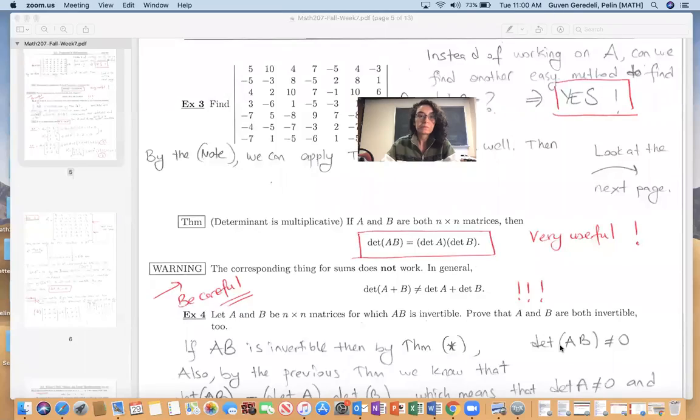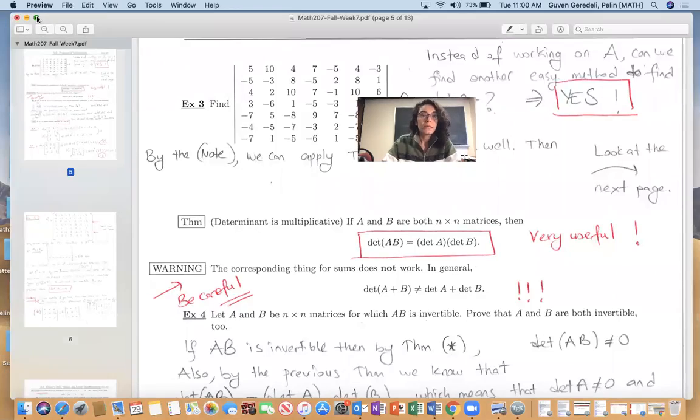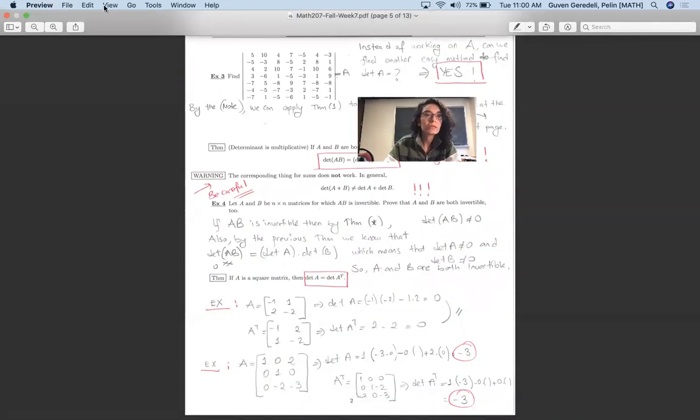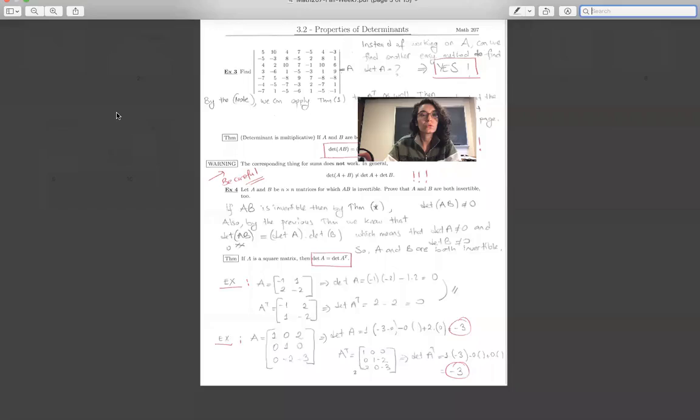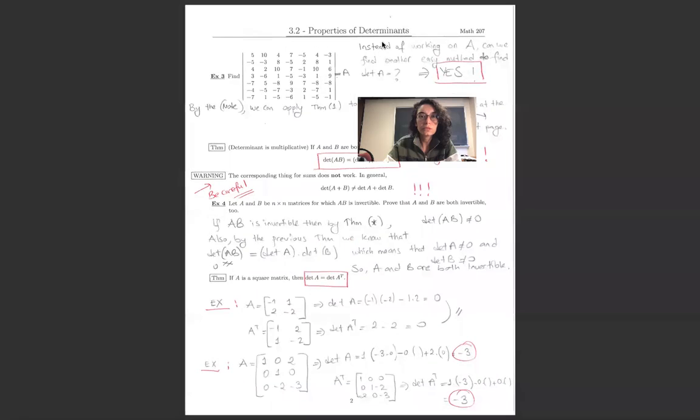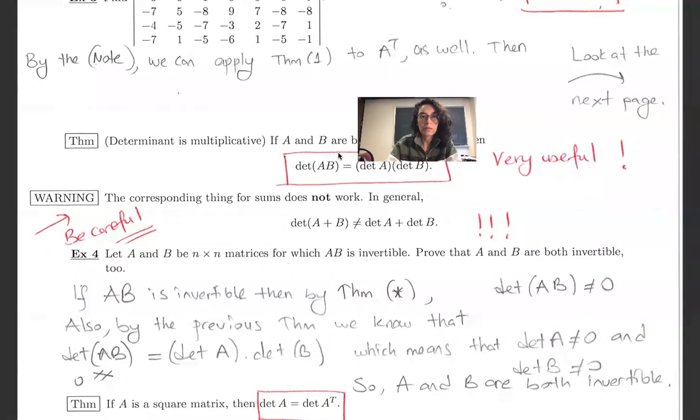Okay, let me share my screen. I think we stopped at this theorem, but let me make it single page first. Oh, it's already single page. Oops. Where did you go? Okay.